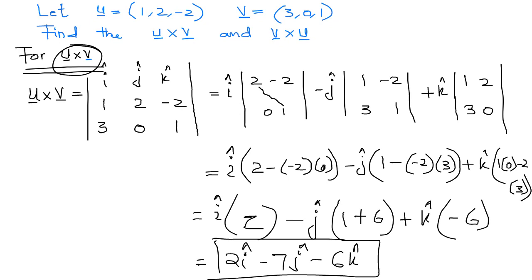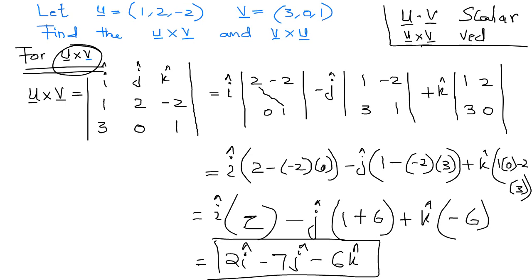Now, you remember I told you when we discussed the dot product that the dot product of two vectors is a scalar. It's a number. Okay? And the cross product of two vectors is a vector. Okay? So this is the main difference between the dot product and the cross product of two vectors. Got it? Now, remember this one.